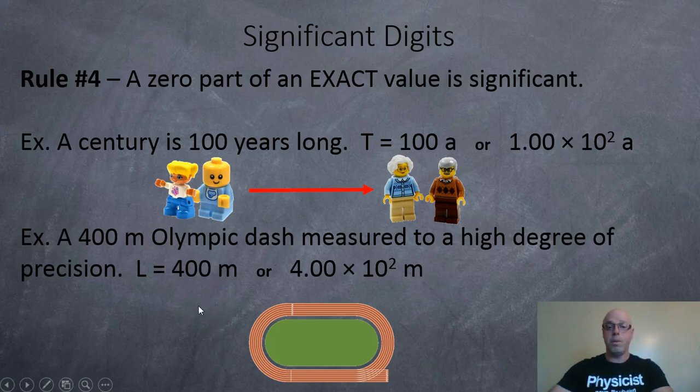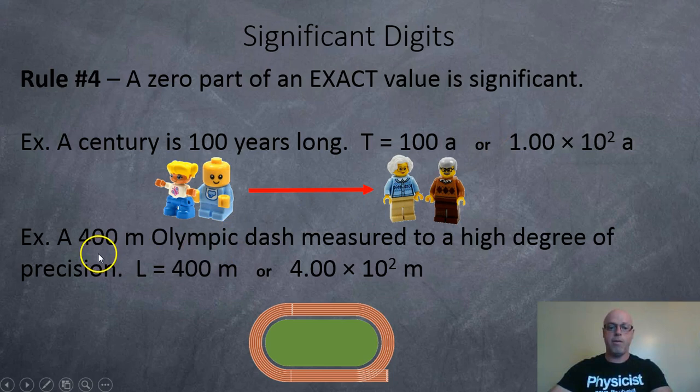Okay, a 0 may be part of an exact value, and that makes it significant. So for example, a century is 100 years long, and therefore we could say the time is 100 annum, or 100 years. And that's 1.00 times 10 to the 2 annum. So you don't want to write 1, because if you just write 1 with no 0.00, that could be anything from 50 to 150 years. You want to show how precise, how fine your value is by keeping those decimal places.